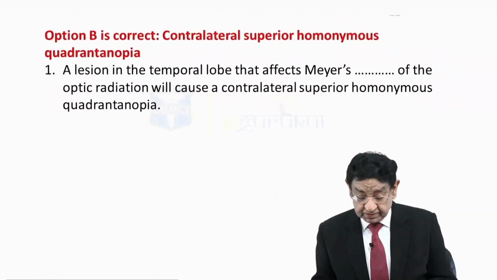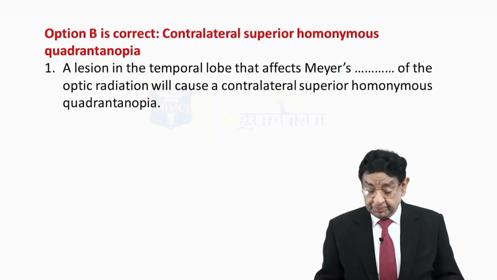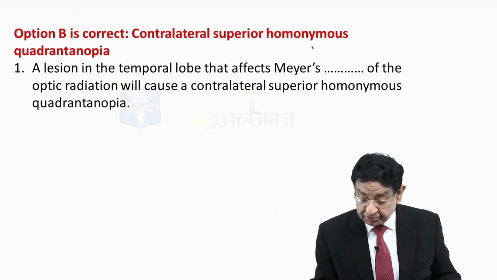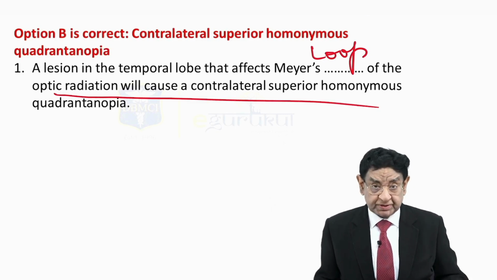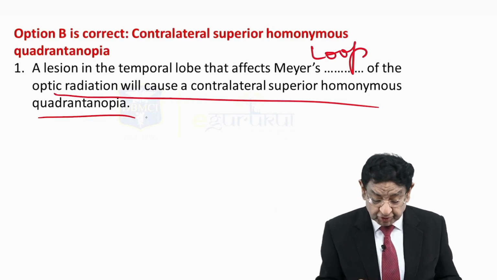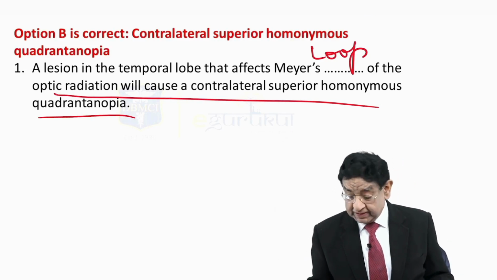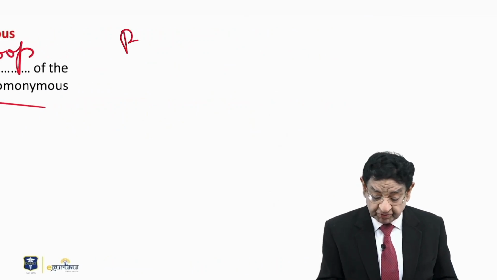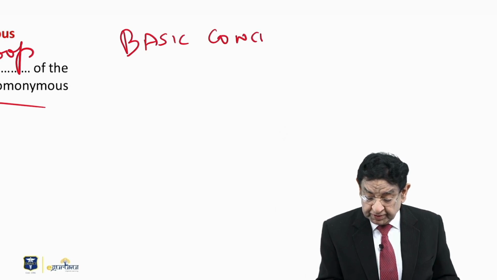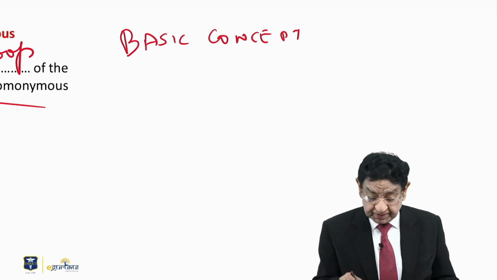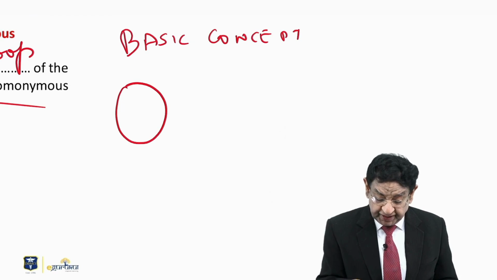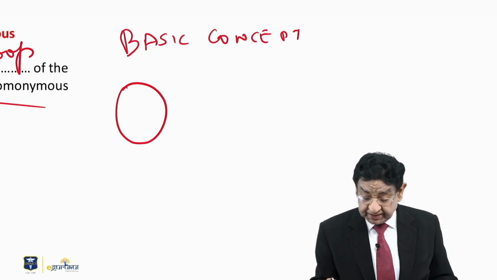Now, a lesion in the temporal lobe may affect Meyer's loop of the optic radiation, which causes contralateral superior homonymous hemianopia or quadrantopia. Why is it so? Let's learn the basic concept, without which you will not understand. A very basic concept about the eye. This is the eye field and this is the brain.